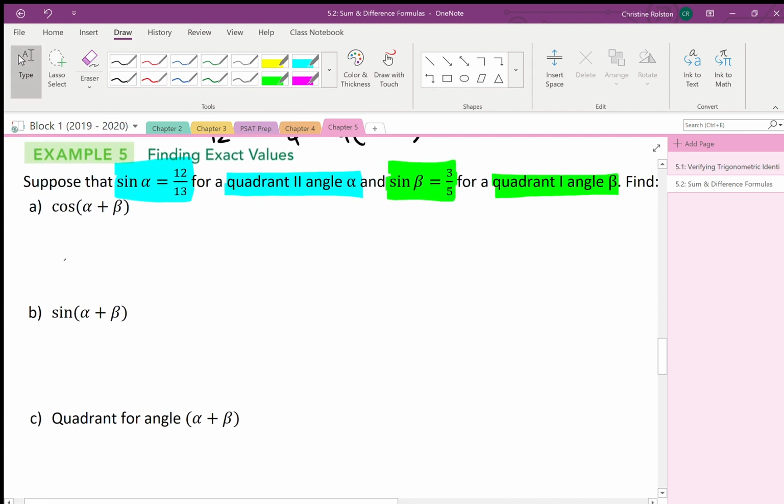Now this is what I suggest. Let's write out the formulas first. For cosine of alpha plus beta, we're going to want cosine alpha times cosine beta minus sine alpha sine beta. For sine of alpha plus beta, it's going to be sine alpha cosine beta plus cosine alpha sine beta.